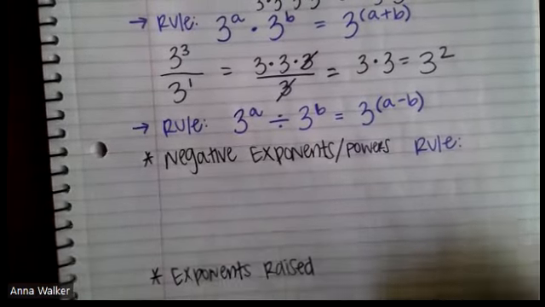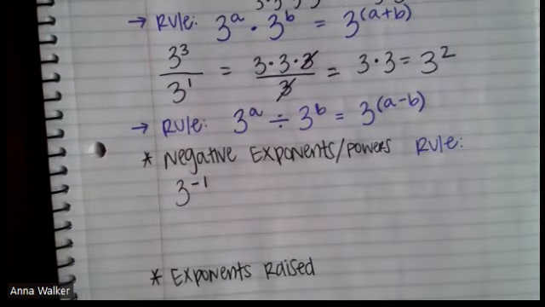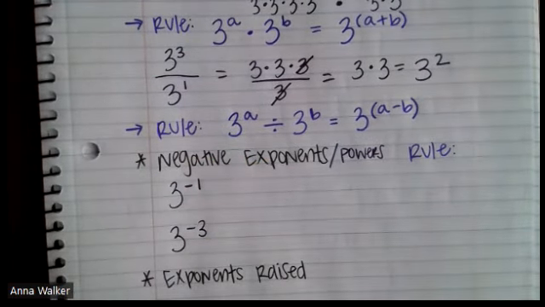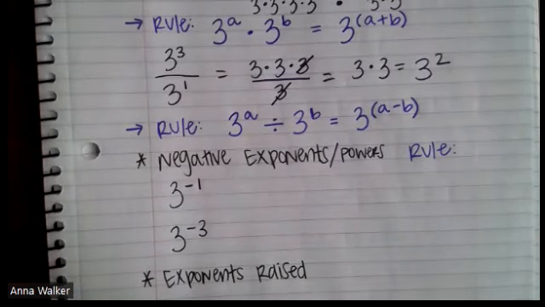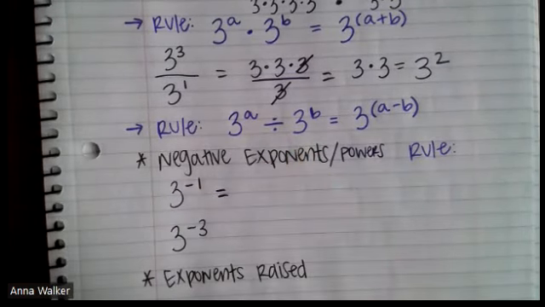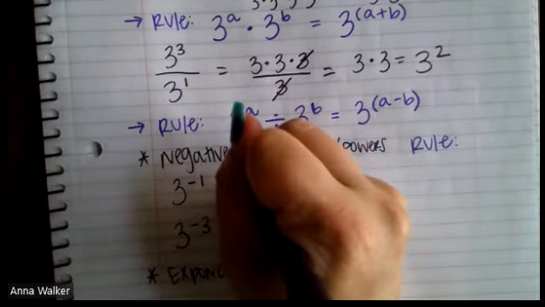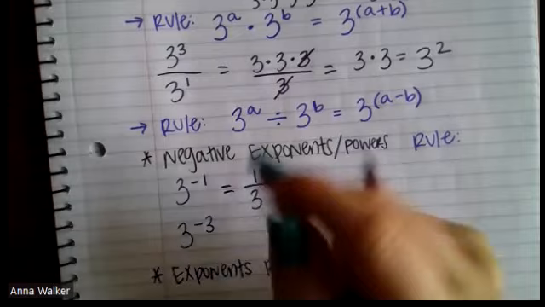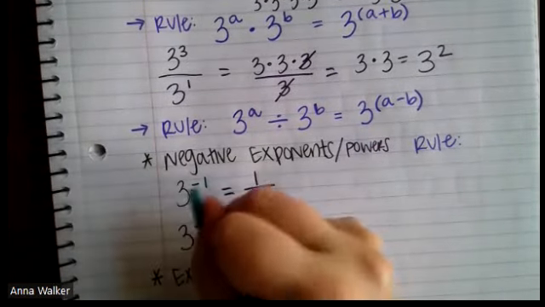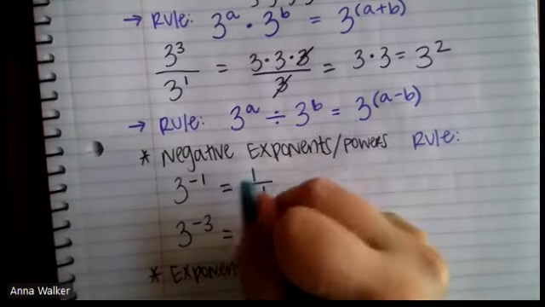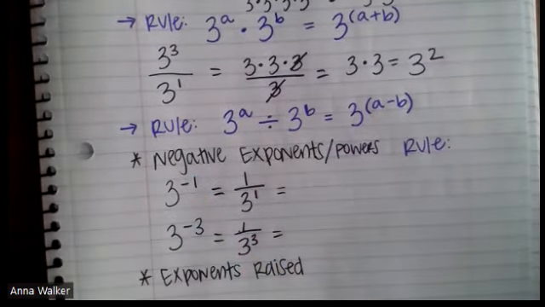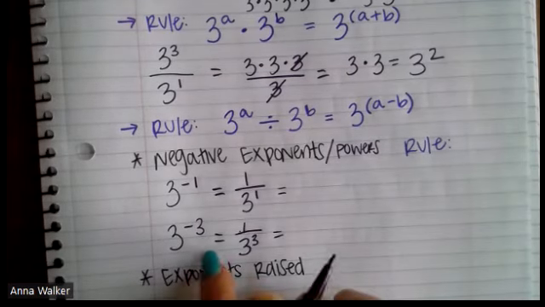So let's say we have the problem 3 to the power of negative 1, and we'll do 3 to the power of negative 3. So I use the same base in both instances, but I'm not comparing these two. These are two separate problems. So the way that we would write anything with a negative exponent is we are going to write it as 1 over 3, or whatever the base is, to the positive power of that number. So 3 to the power of positive 1. So we would write 3 to the power of negative 3 as 1 over 3 to the power of positive 3. So in a sense, these negative exponents are kind of like the reciprocals of the exponents.